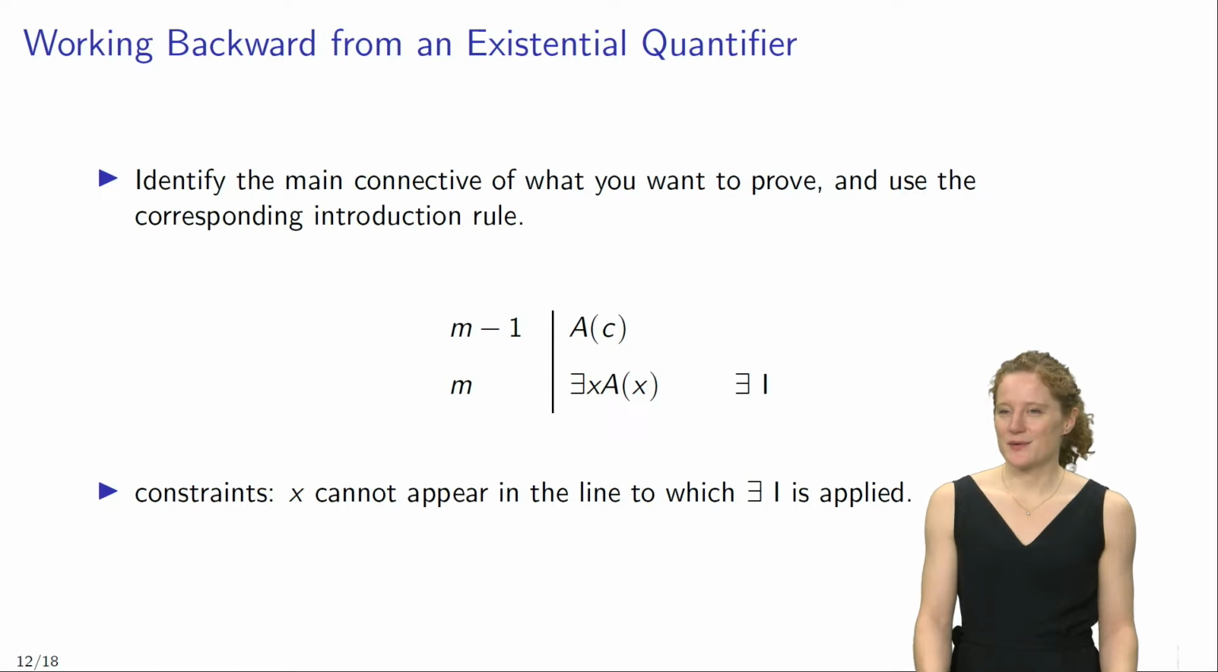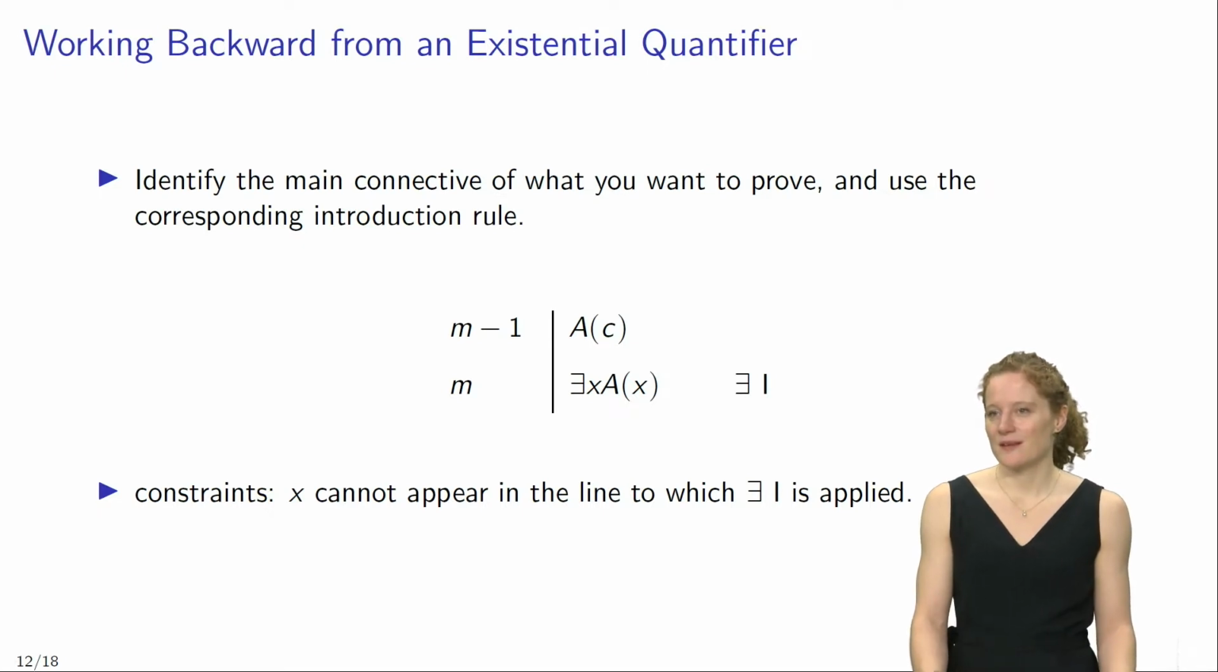Suppose that you want to prove an existentially quantified sentence of the form there is an x such that Ax. Again, backward planning suggests to identify the main connective of what you want to prove and to then use the corresponding introduction rule. So applied to this particular example, that means that you should try to prove a sentence of the form Ac, where c is a name in your language, since then existential introduction allows you to infer that there is an x such that Ax.